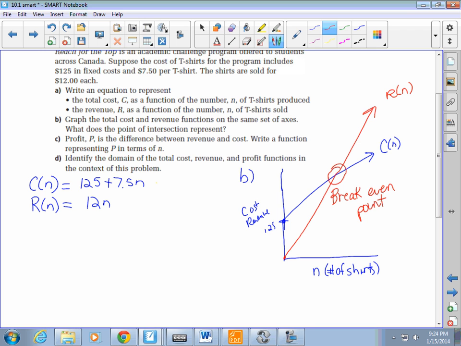Okay, C says profit P is the difference between revenue and cost. Write a function representing P in terms of N. So if my profit is the difference between my revenue and my cost, then my profit is going to be my revenue that I make minus the cost.